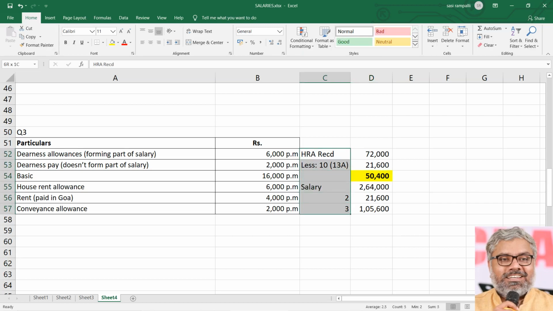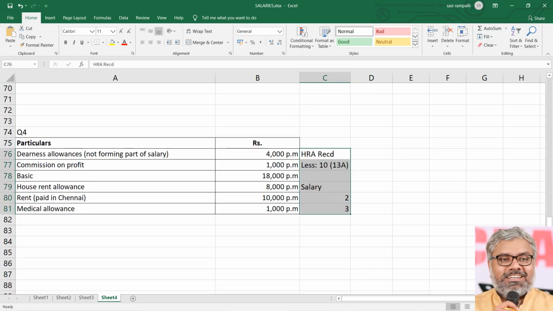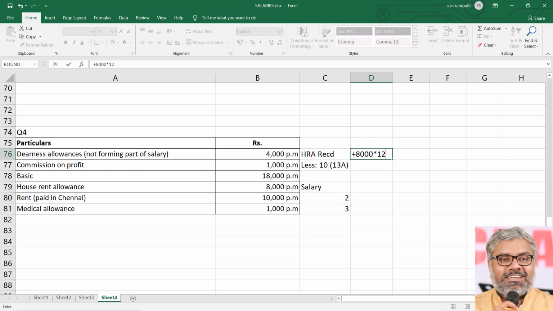Same like that, if we continue the calculations for other questions. Question number 4. Once again, HRA received is how much? 8,000 into 12, that is 96,000. That is HRA received. Exemption, we need to calculate that.